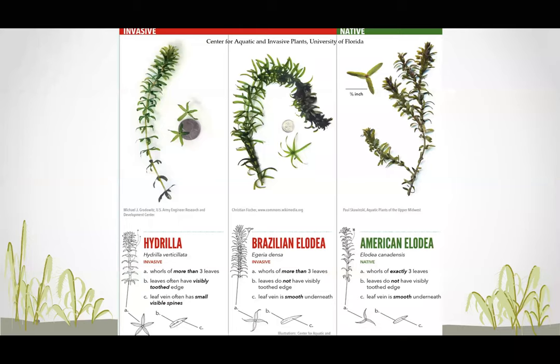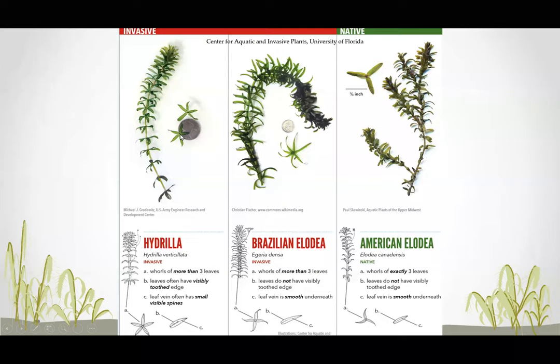This slide shows a comparison between the invasive and native species, provided by the Center for Aquatic and Invasive Plants, University of Florida. They have a great program out there as well. This is our native Elodea, the American Elodea. It's important to note this one always has 3 leaves on its whorl. Always 3 and never serrated. It does not have a toothed edge. Our invasive hydrilla and our invasive Brazilian Elodea always have more than 3.